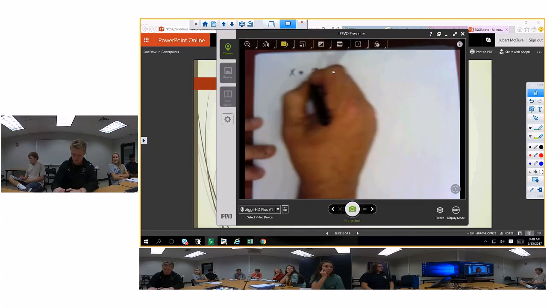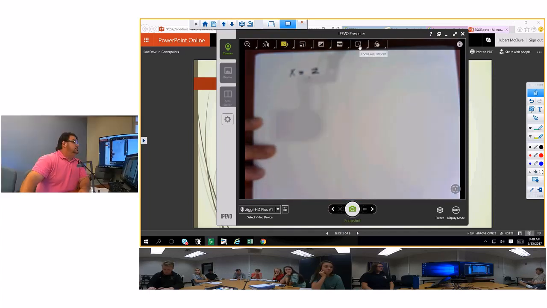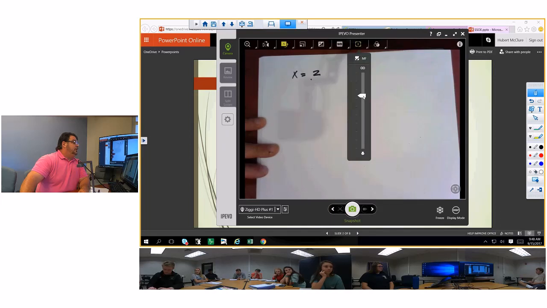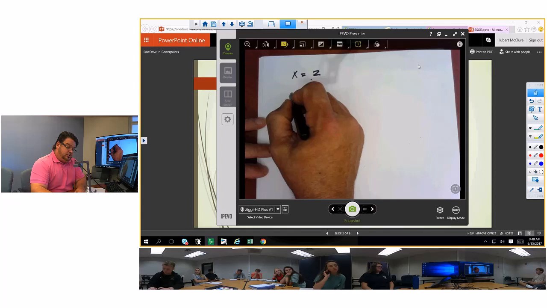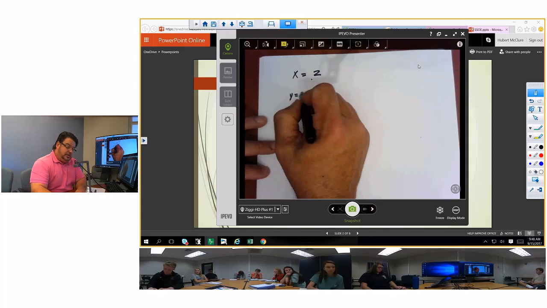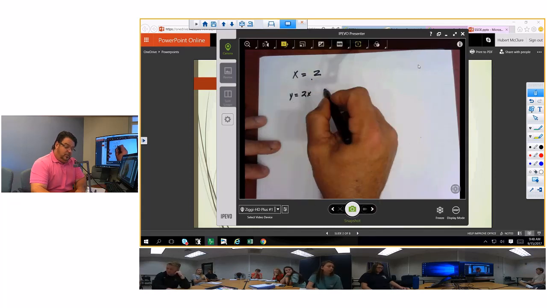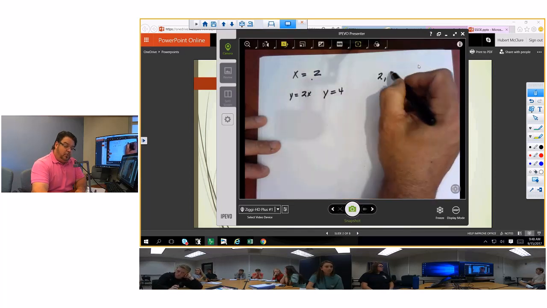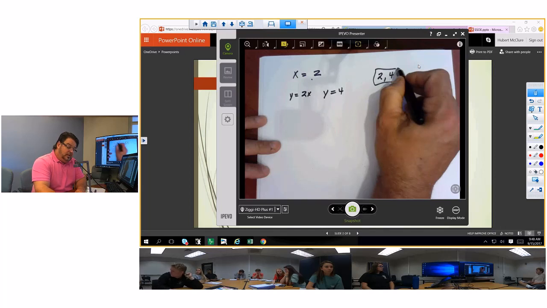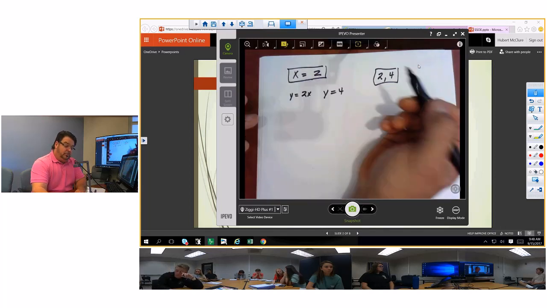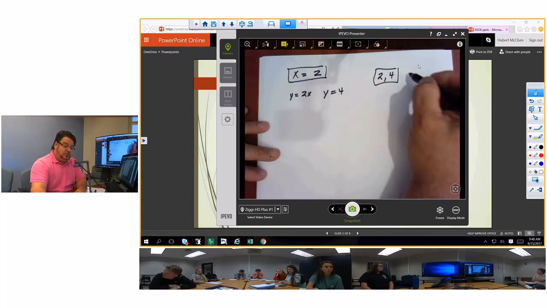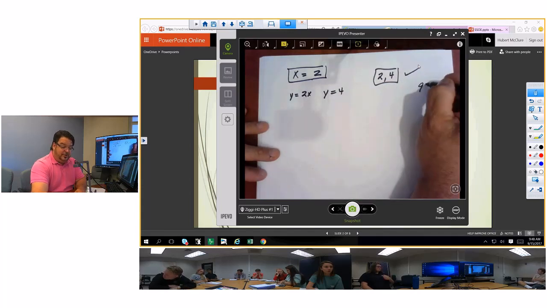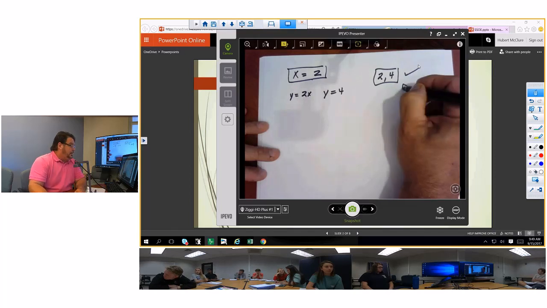Well, there. X is equal to 2, and then you plug X is equal to 2, Y is equal to 2X, and you get Y is equal to 4. Then you get 2, 4. Okay? That's when you get X is equal to a number, and you plug it back in. That's called a solution. 90% of the time, you're going to get something like that.